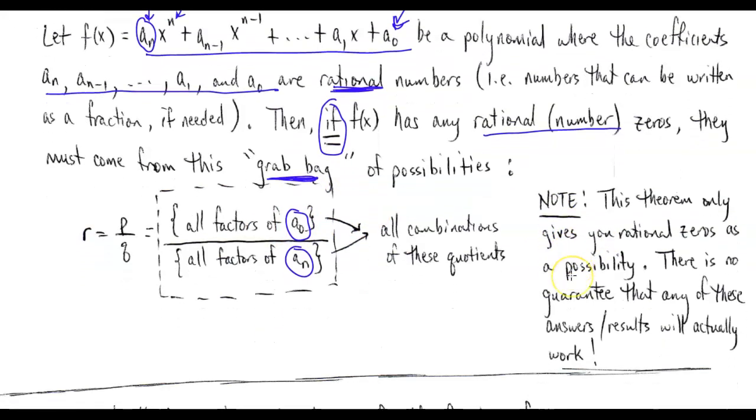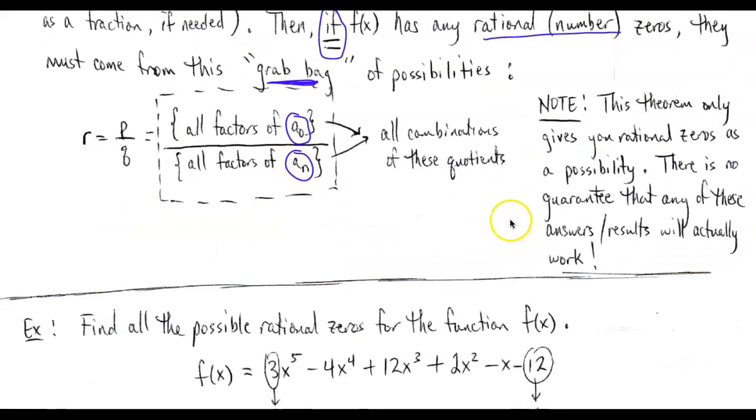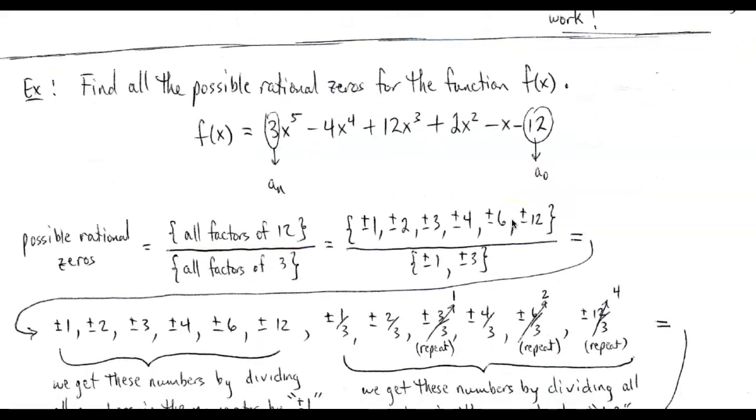Now, last thing I want to say before we get to the example here is that the rational zeros theorem does not guarantee that any of the numbers in the list that we get works. It's just saying that if we have zeros of this polynomial that look like rational numbers, then they're going to have to come from this list. No guarantees, but if we have one, it's got to be in the list.